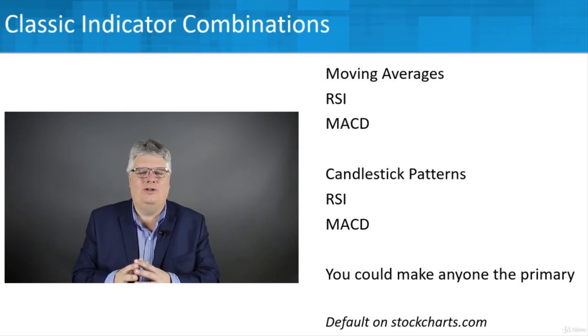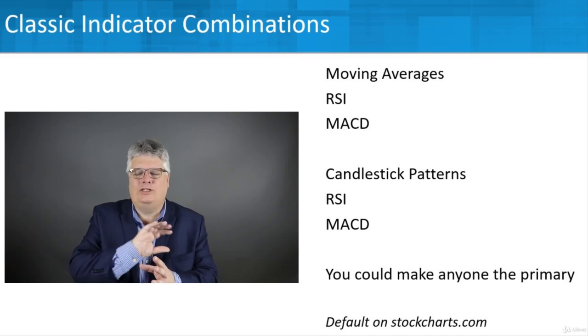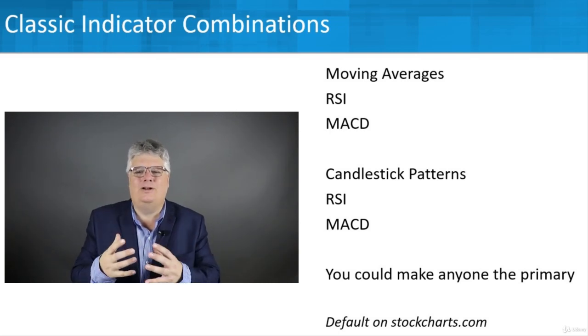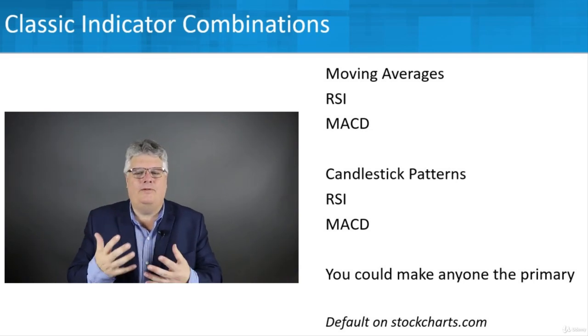So when you go look at defaults, they'll set up that way, or certainly with candlestick patterns on a chart with an RSI maybe above the chart and an MACD below the chart, and you'll see those all together. And you can make any one of them the primary.